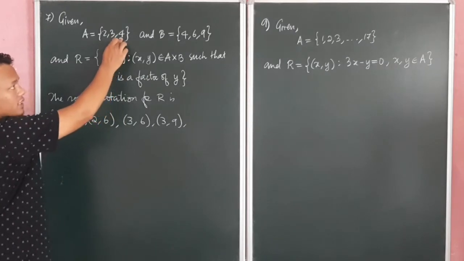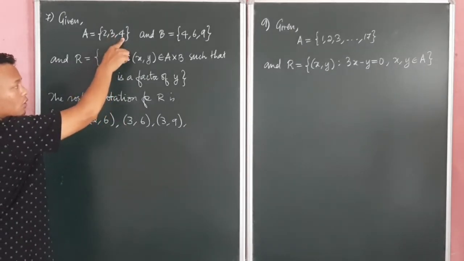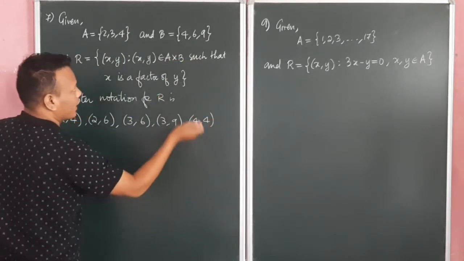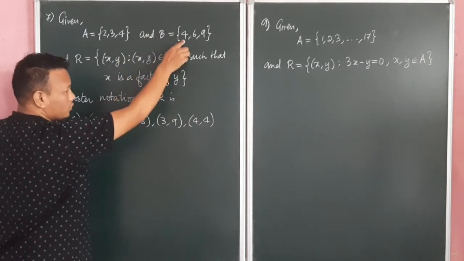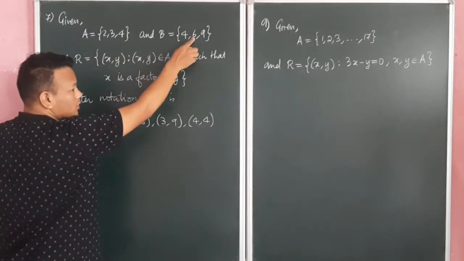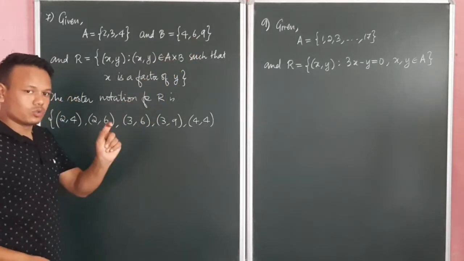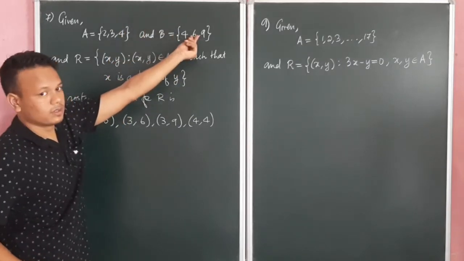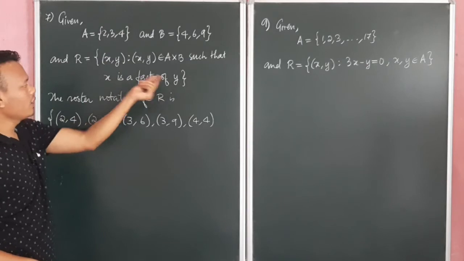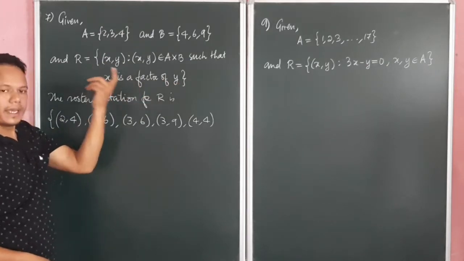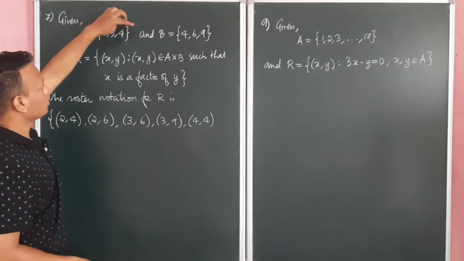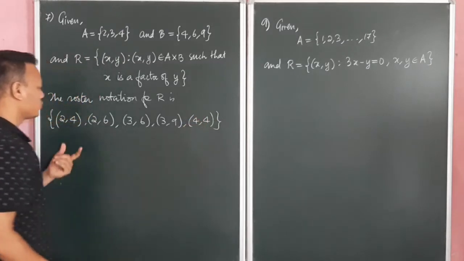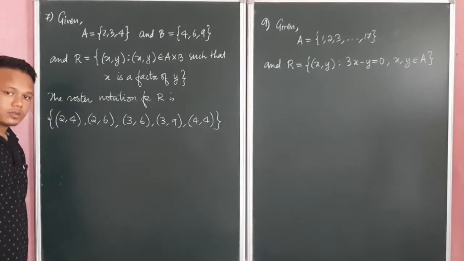Now if I choose the third element, that is 4, with 4 I can choose only 4 from here, because I can call 4 the factor of 4. 4 cannot be the factor of 6, remember that. There is a common factor, that is 2. 2 divides 4 and 6 also, but 4 does not divide 6. So what is the meaning of X is a factor of Y? It means that Y is divisible by X. So that's why I cannot include 4 comma 6, because 6 is not divisible by 4. So this will be the roster notation of this particular relation.